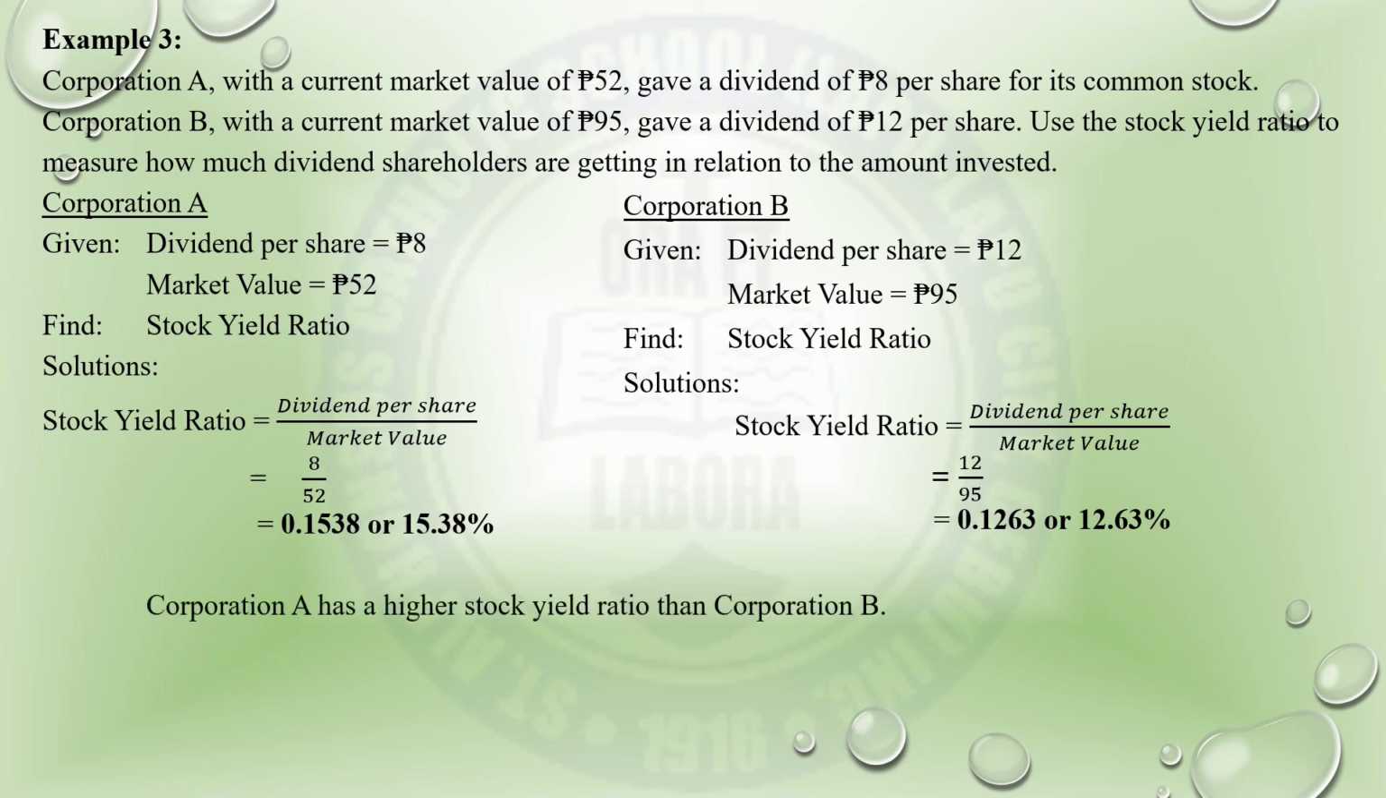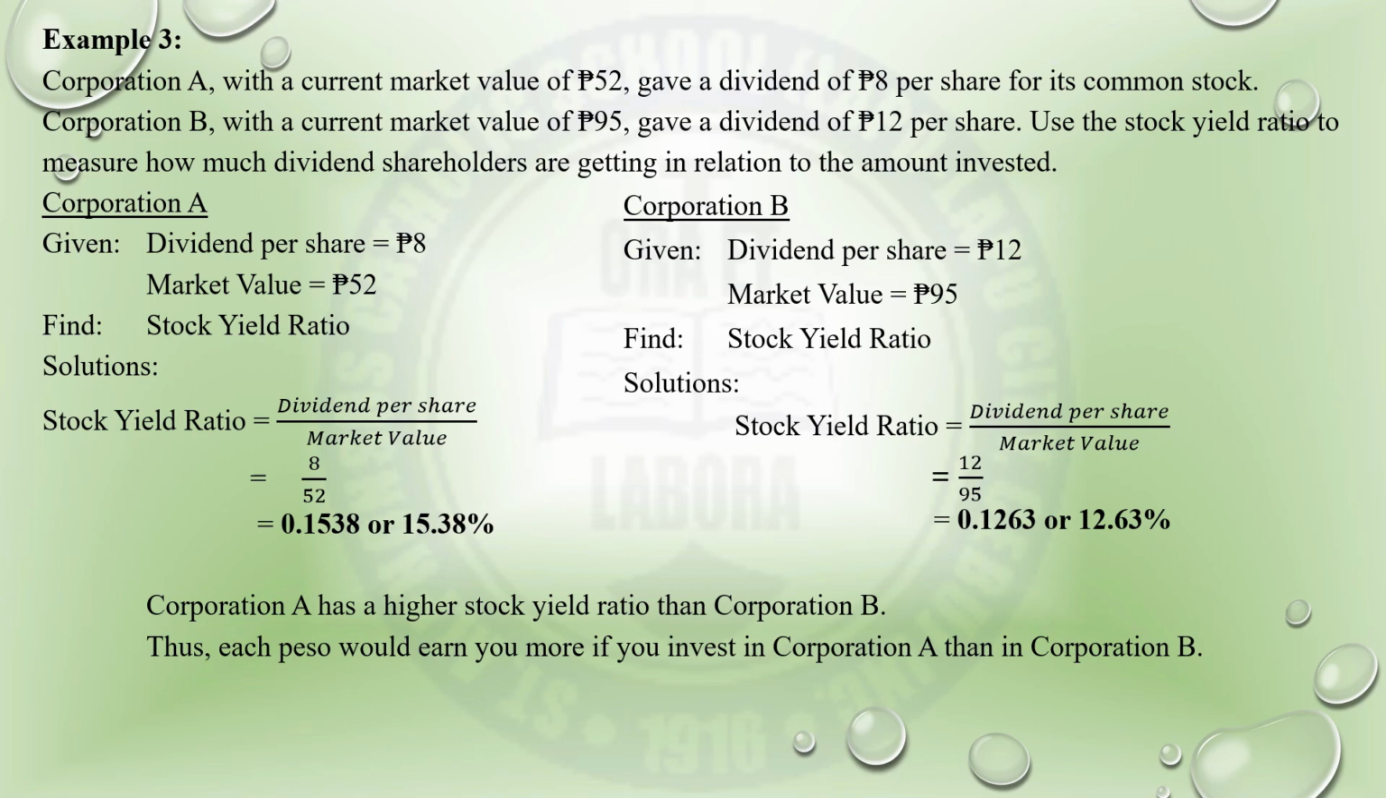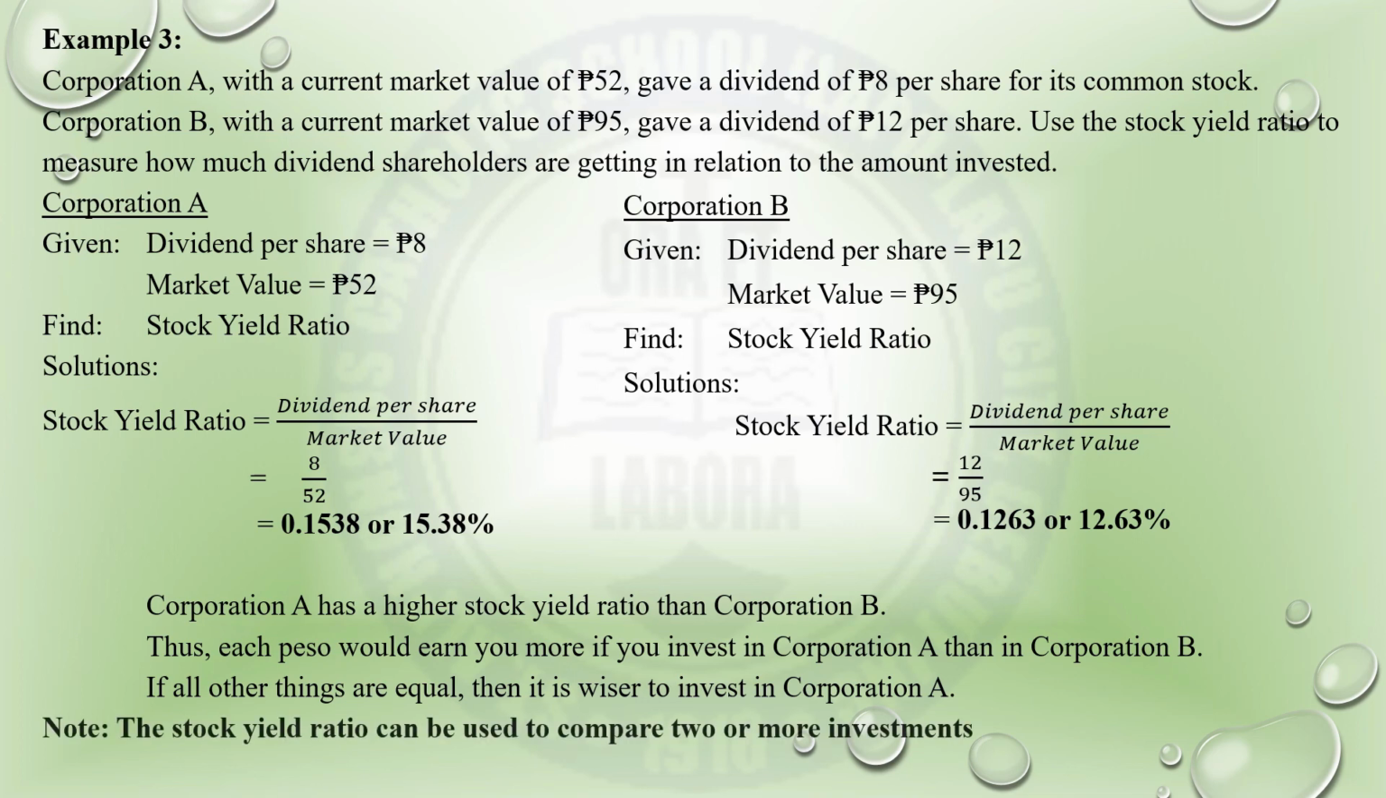So we conclude that Corporation A has a higher stock yield ratio than Corporation B. Thus, each peso would earn you more if you invest in Corporation A than in Corporation B. If all other things are equal, then it is wiser to invest in Corporation A. Please take note, class, that the stock yield ratio can be used to compare two or more investments.